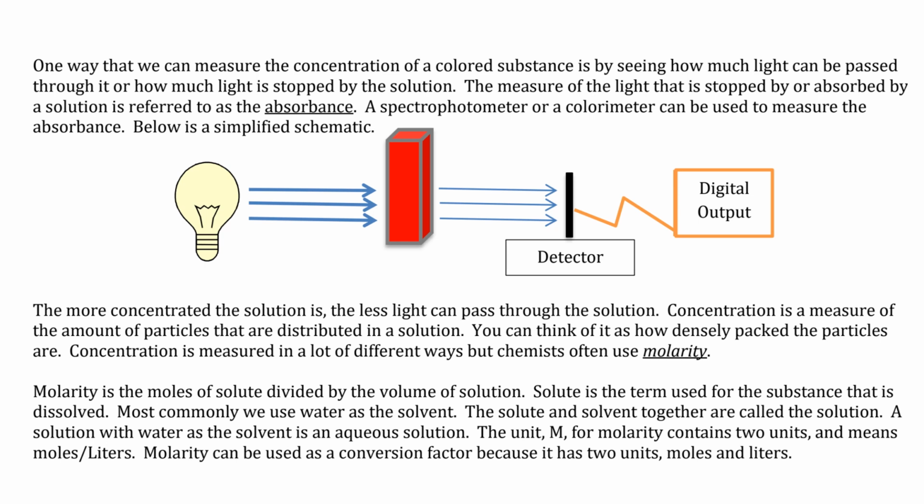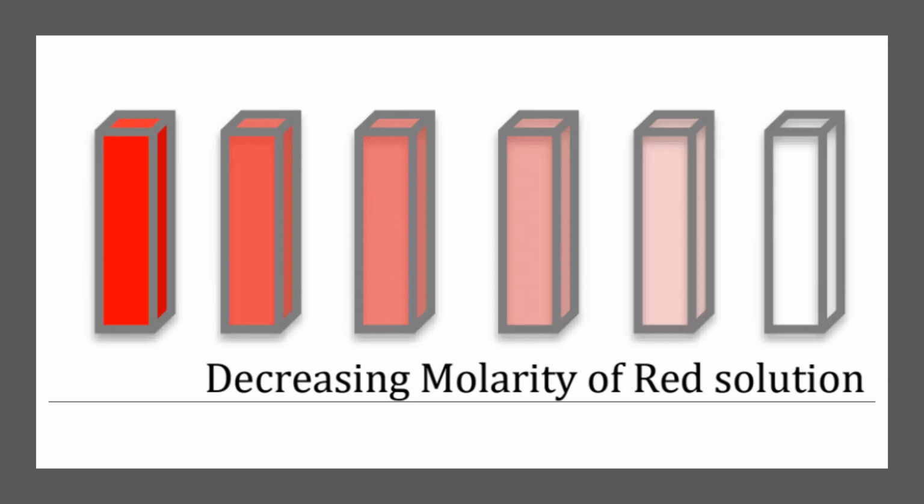Another word that we use to describe concentration is molarity. Molarity is the moles of solute divided by the volume of solution. Your solute is what is being dissolved. Your solvent is what's doing the dissolving. Combined together, that's your solution. If it's a solution in water, it's described as aqueous. The unit for molarity, capital M, is moles per liter. Here we see a general image of decreasing molarity. Decreasing molarity means the solution will be a lighter color.